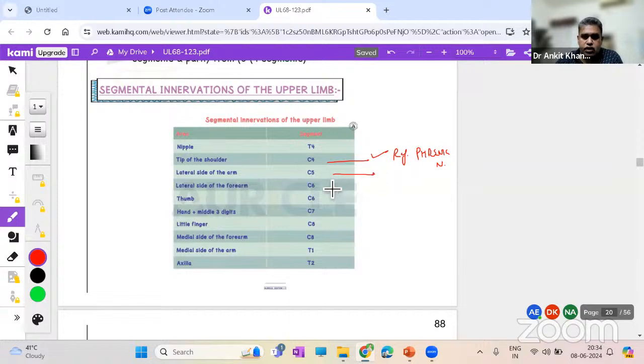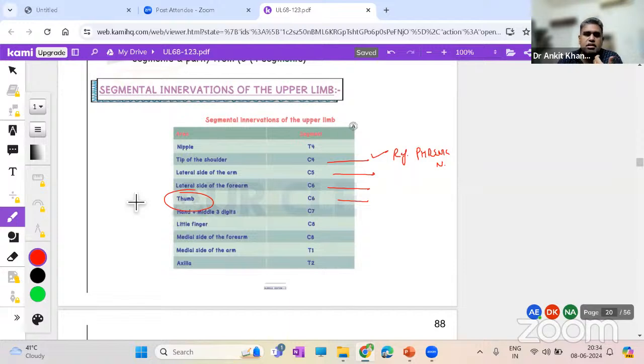And lateral side of forearm, again C6. See, lateral side, I said now C5, C6, C7. So it is going in the dermatome way. So lateral side, we have C5, then C6, and thumb is C6. Remember, very important. That is for testing. We just test this area, dorsum of the thumb. You know C6. You are testing C6.